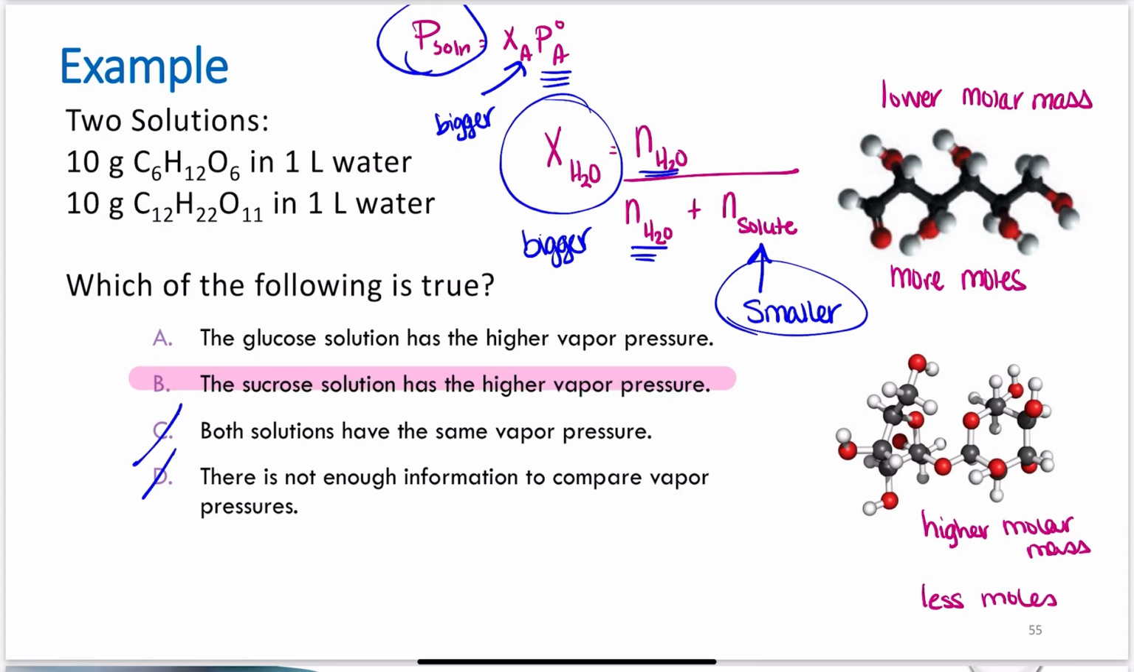The sucrose will have the higher vapor pressure. Sucrose has a higher molar mass. If I have the same number of grams of each species, then that means that I will have less moles of sucrose. Those less moles of sucrose will lead to a larger mole fraction, which will lead to a larger vapor pressure because more of that water will be able to escape solution.